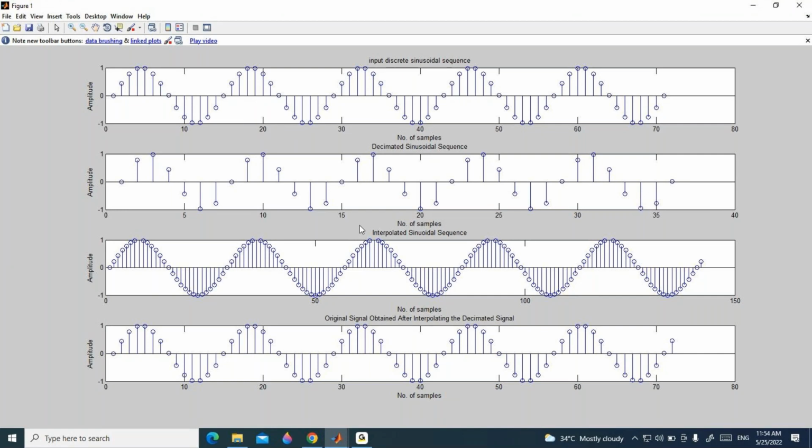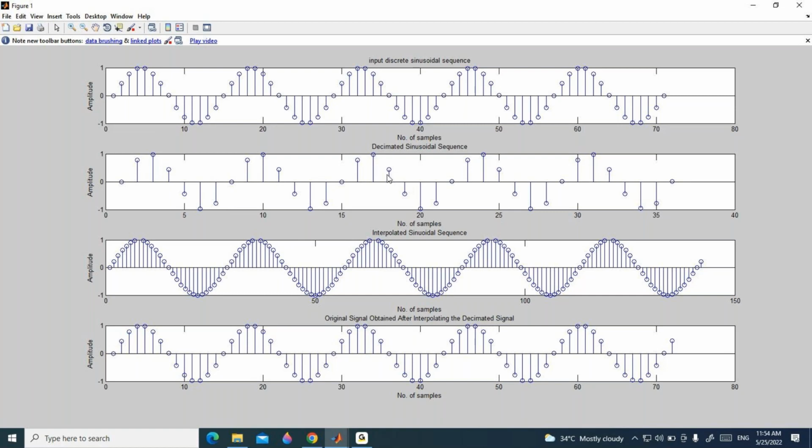Now, we will interpolate the decimated sequence. The second plot indicates the decimation by a factor of 2. Now, if you interpolate the second plot, that is the decimated sequence, by a factor of 2, what will we get? Here, the fourth plot indicates the interpolation of the decimated signal by the same factor 2. So how to get the interpolation by 2? By inserting 2 minus 1, that is 1 sample, between adjacent samples of this decimated sequence, we can obtain the interpolation by a factor of 2.